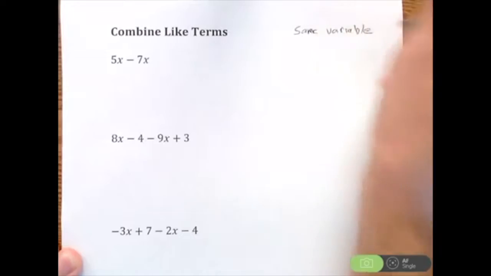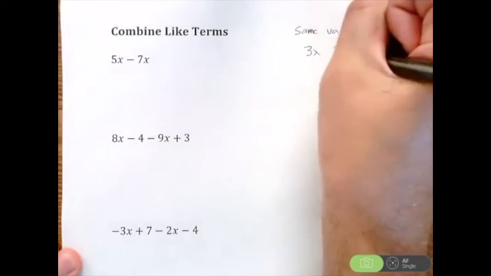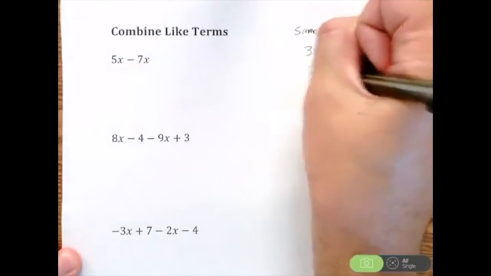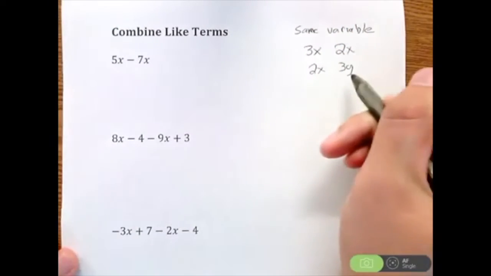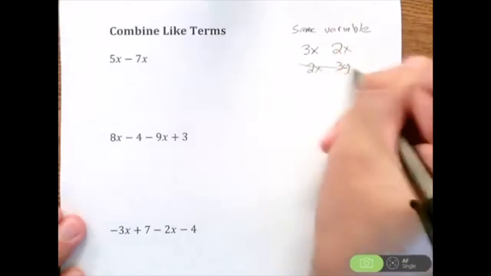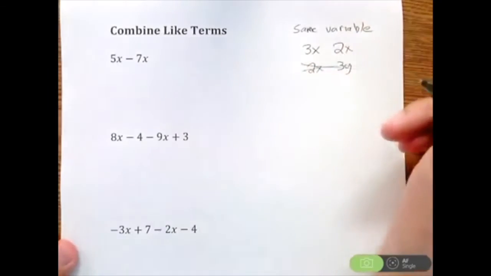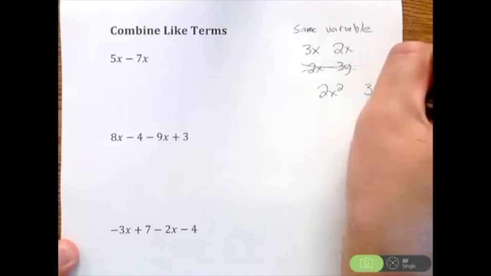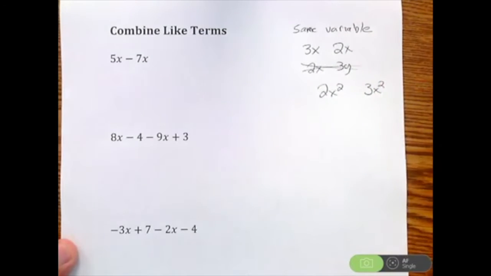In that case, it needs to be like a 3x and a 2x. Those could combine together. A case that couldn't is if you had a 2x and a 3y. They both have variables, but they're different, so these could not be combined. Also with variables, we could get a little bit more complex, is when there's exponents added onto them, the exponents have to be the same as well. So a 2x squared and a 3x squared could go.